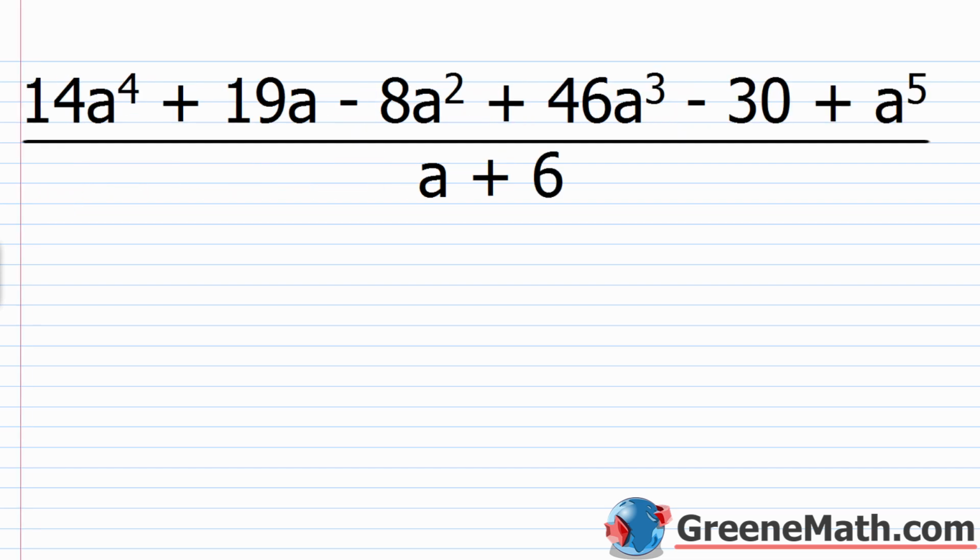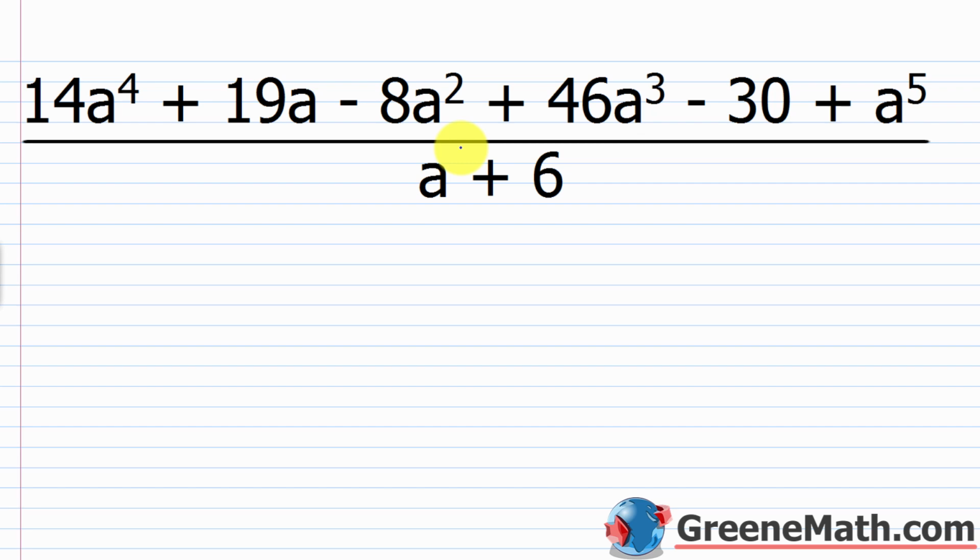All right, so for the first one, we're looking at 14a to the fourth power plus 19a minus 8a squared plus 46a cubed minus 30 plus a to the fifth power. This is over a plus 6.